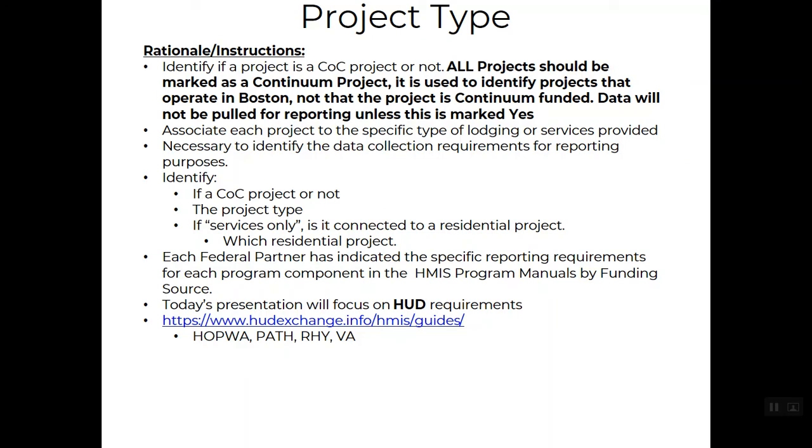Project type. The rationale for project type is to identify a program if it's a COC project or not. This is a little funky of a question, you'll see in a minute. Is this a continuum of care project? All programs that are operating in the city of Boston and in HMIS should answer yes, that this is a continuum project, regardless of funding source. Basically, what this question means is that yes, this program operates within the boundaries, and we want this data to be reported. Project type also associates projects to a specific lodging type, or if it's services provided.